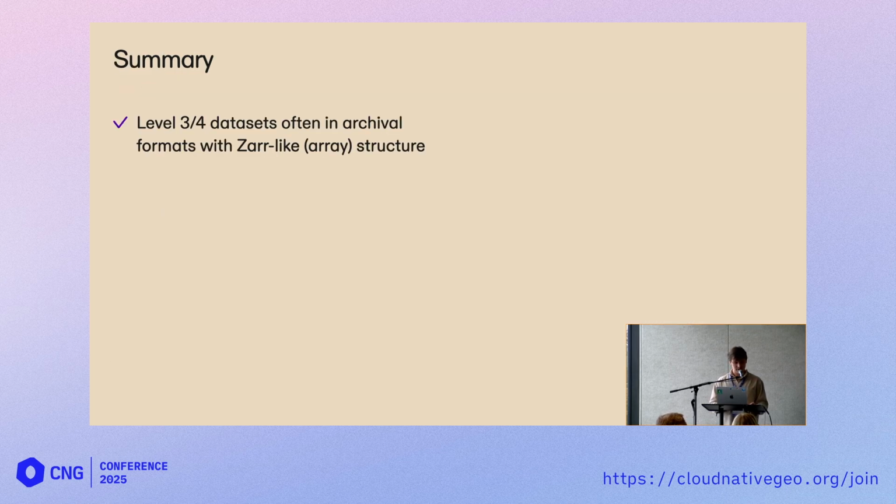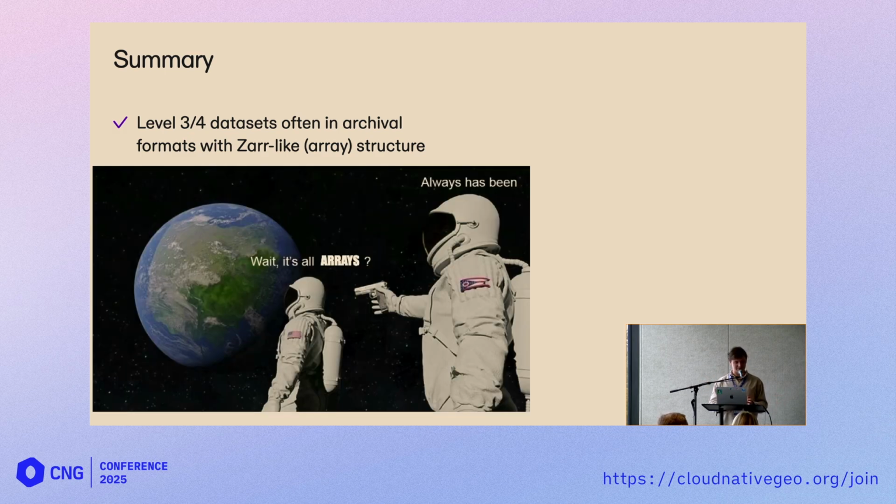So in summary, level 3 or 4 datasets are often in archival formats, but really should be in Zarr because they have a Zarr-like structure. It's almost as if everything is really just an array, including vector data, like Emma said. And so I think that this is why IceChunk is extremely powerful, is that you can just think of many, many things as an array and put them all into one transactional serverless database.